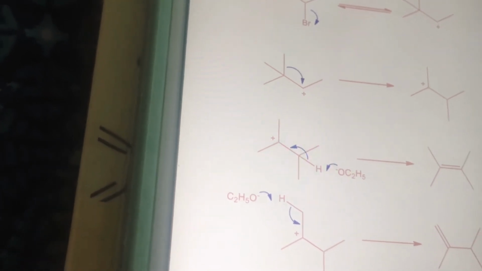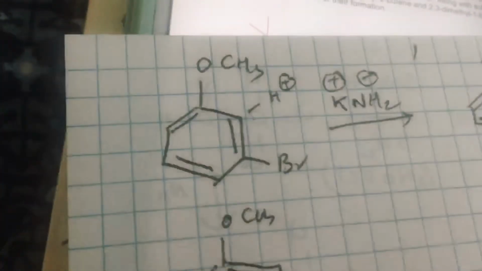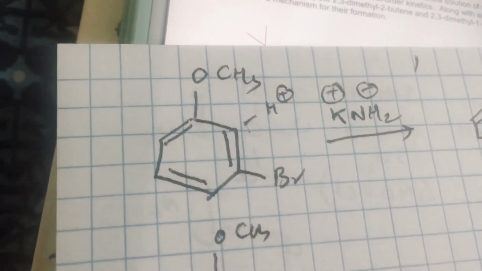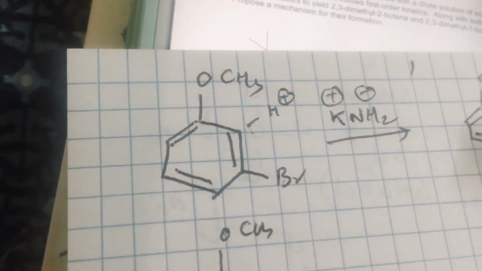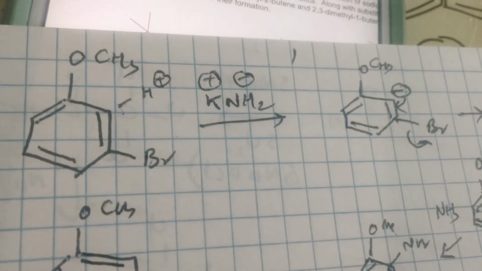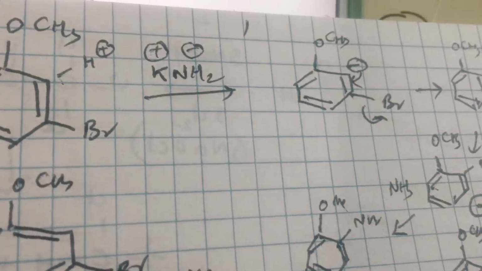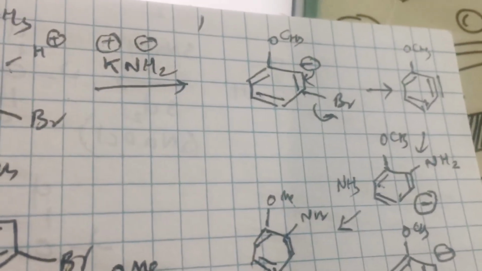Question number 2, the number of substitution products formed when meta-bromoanisole is treated with KNH2. As we have already stated, this proceeds through the benzyne mechanism. Let us look at this. This is your meta-bromoanisole. The NH2 minus is going to take away the H plus. So you are getting a carbanion that eventually changes to benzyne, triggering the elimination of Br minus.